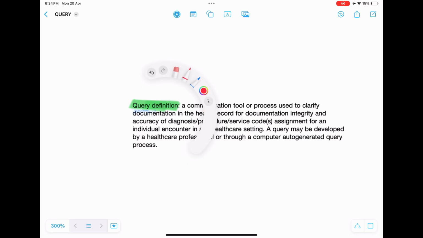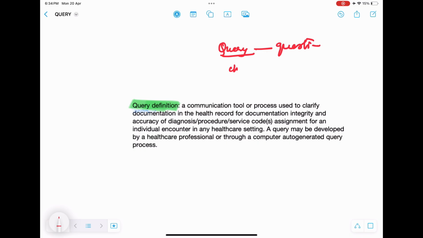Okay, now let's see what a query is. The first thing, let's understand what a query actually is. A query is just a polite question we send to the doctor when the chart has good clues but the diagnosis is not clearly written or needs a bit more detail. The whole idea is to help the doctor make the documentation clearer so the coding becomes accurate and fair for the patient. It's not about pushing any particular code, it's really about getting the true clinical picture, right?